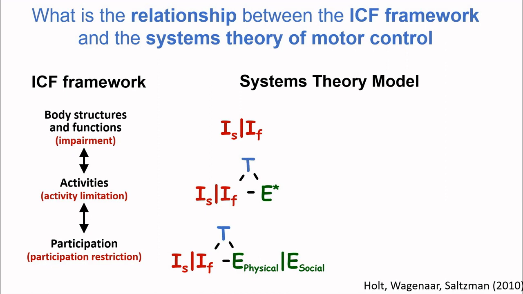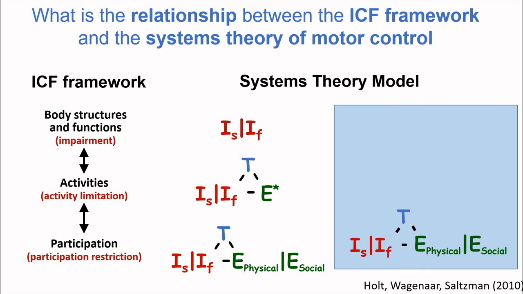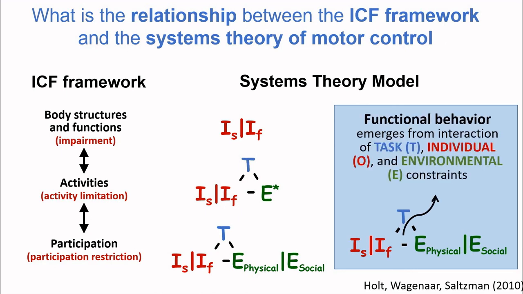So, on the left we have the ICF framework, and on the right we have the systems theory model. The T, the I, and the E in the systems model capture the complex context of interacting constraints. By virtue of the interaction of these constraints, we get the emergence of a particular movement pattern. The fundamental prediction of the systems theory model is that functional behavior emerges from the interaction of task, individual, and environmental constraints.